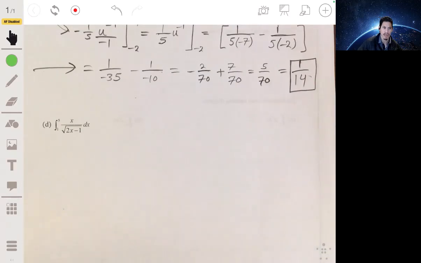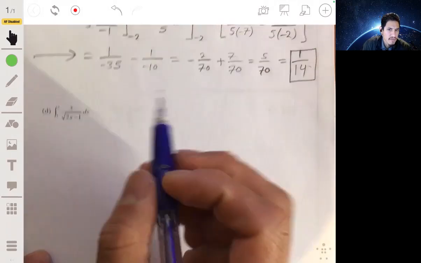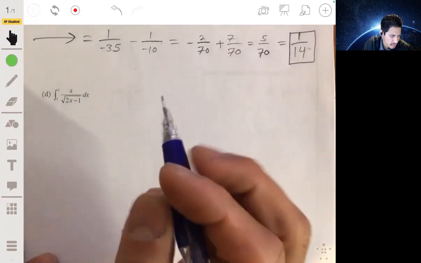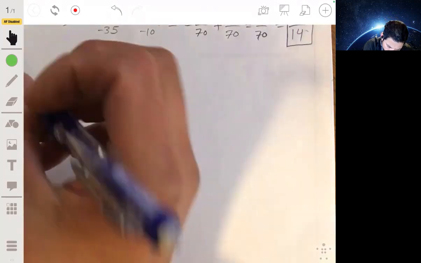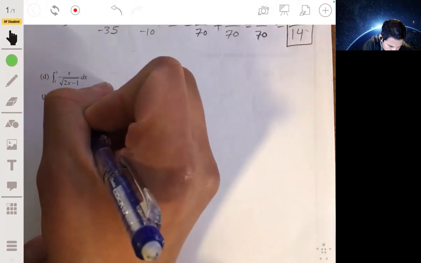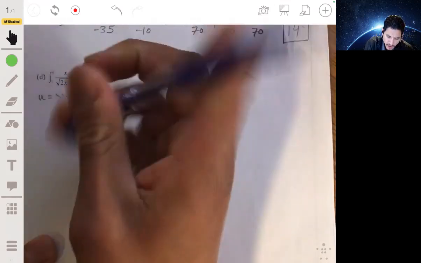Okay, let's look at this next one now. All right, so from here, we're integrating from 1 to 5, x over the square root of 2x minus 1 dx. And so we're going to start off by making u equal to 2x minus 1. Actually, no, we're going to make it, again, I already know what's going to happen.